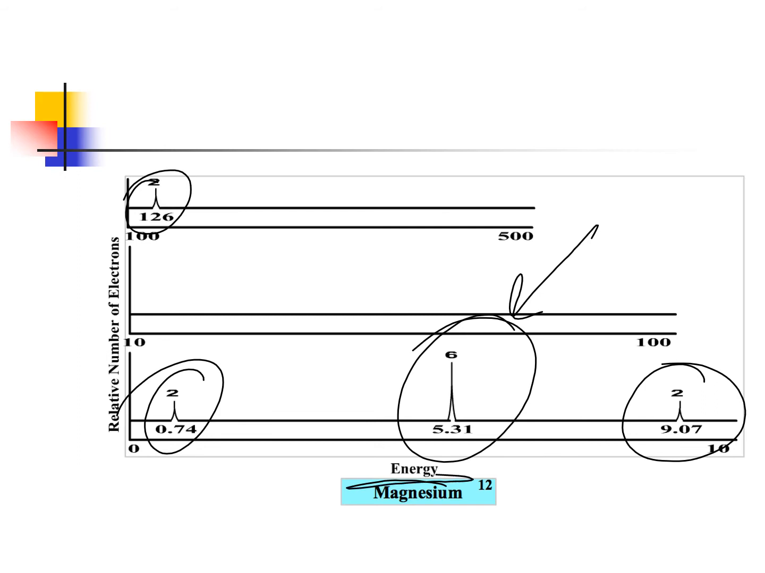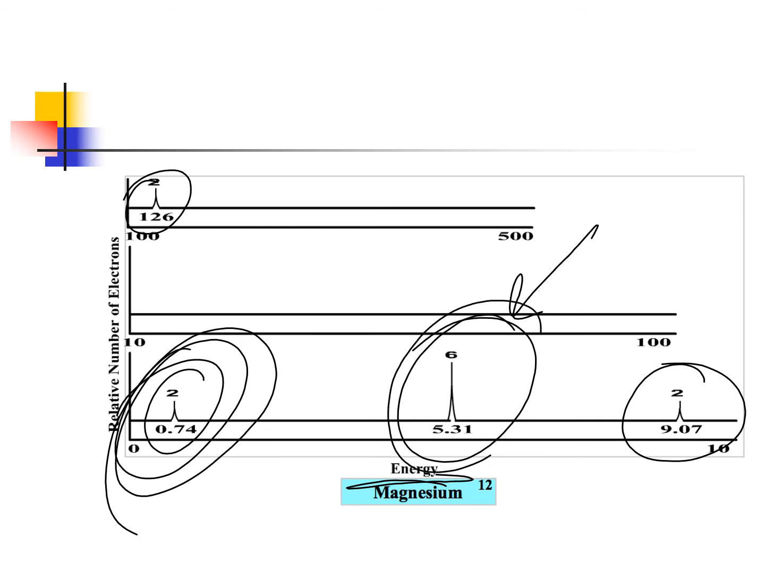The lower the energy, the less energy it took to remove that. So it was easy to remove these first 2 electrons. Then it's harder to remove these 6. Harder still to remove these 2. And finally, much, much, much harder to remove these 2.